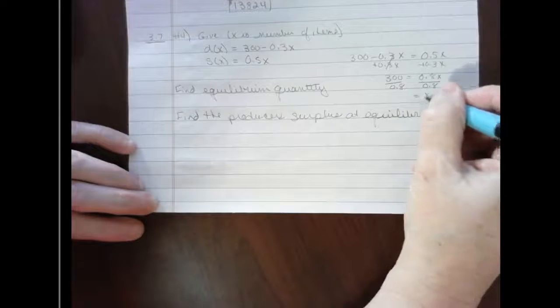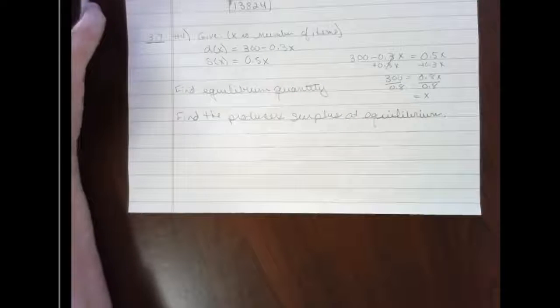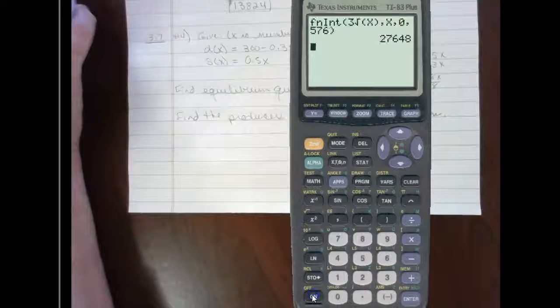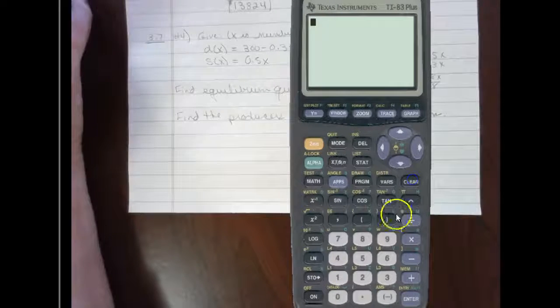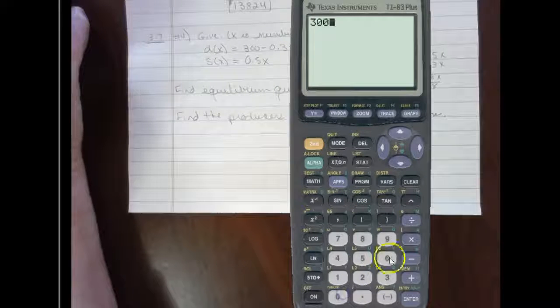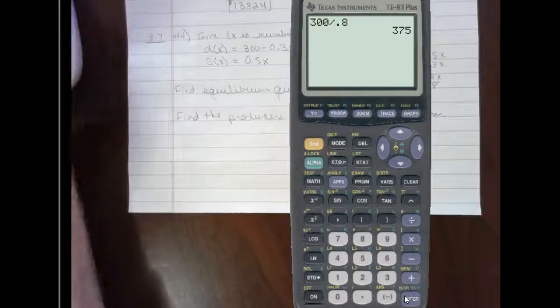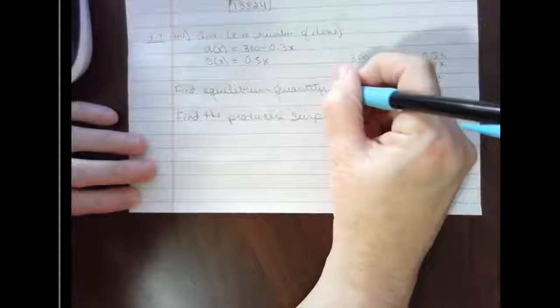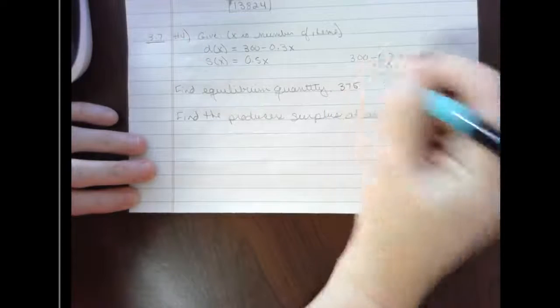And we end up with, let me bring my calculator back up here. 300 divided by 0.8 is 375. Okay, so 375 is my equilibrium quantity.